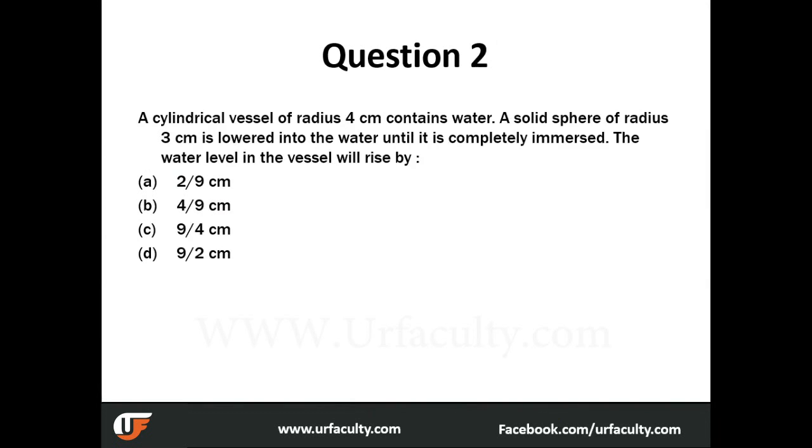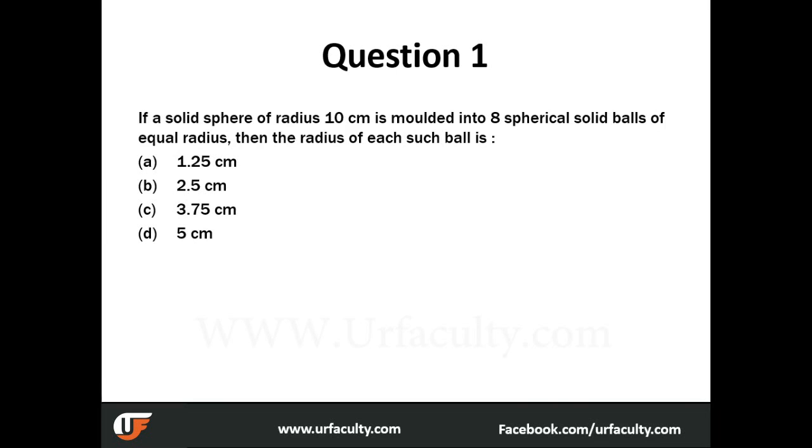So let's move to our first question. If a solid sphere of radius 10 centimeter is molded into 8 spherical balls, solid balls of equal radius, then the radius of each ball is. So what they are saying is there's a bigger ball and it's being now converted into 8 smaller balls. So you have 8 small balls like this.